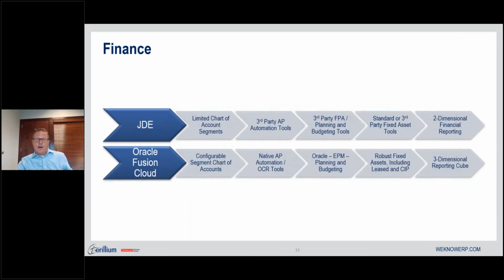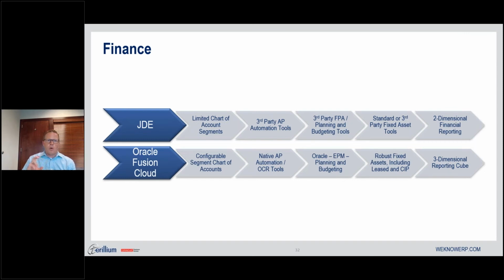I'm going to round out with finance, which I'll admit is not my strongest subject, but there are a few things to be very aware of. JD Edwards is somewhat limited from a chart of accounts segment. You've got your business unit, object, subsidiary, and subledger. And most people in the JD world use a ton of cat codes to be able to repivot data for financial reporting. Cloud's chart of accounts is very, very configurable. You could have up to 30 segments, but that's way, way overkill.